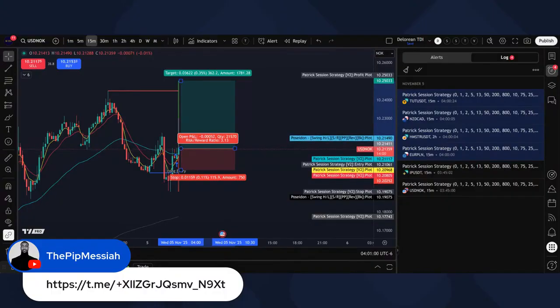And risk is 3.13. Entry at 21411. Stop at 20252. It's for 116 pips. And take profit at 25033. That's for 362 pips.